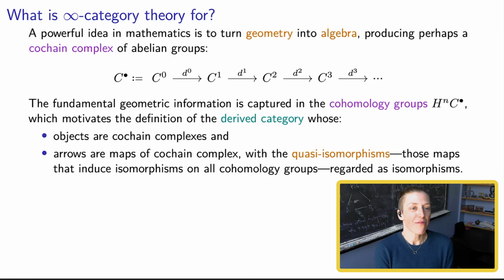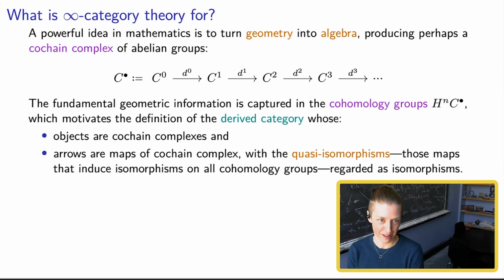I'll build up to it. So there's a powerful idea in mathematics, which is to turn geometry into algebra. There's some sort of geometric or topological question that is answered by constructing some sort of invariants that take the form of vector spaces or groups or something like that. And maybe this geometric data gets converted into something called a chain complex. A chain complex is given by an abelian group in dimension 0 and an abelian group in dimension 1 and an abelian group in dimension 2.